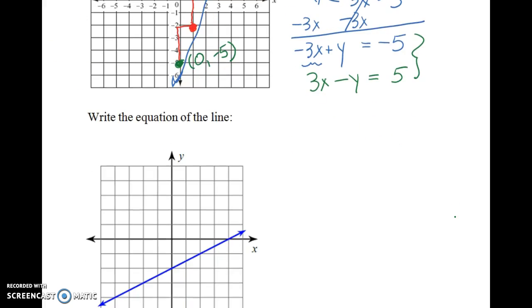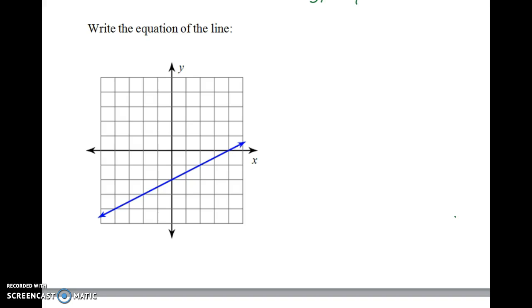The other thing that we're going to do is write the equation of the line given the line. Okay, so if we want to look at slope-intercept form, obviously we need a slope and we need an intercept. So the y-intercept is right here where our line crosses the y-axis. This is the point (0, -2). So b equals -2.